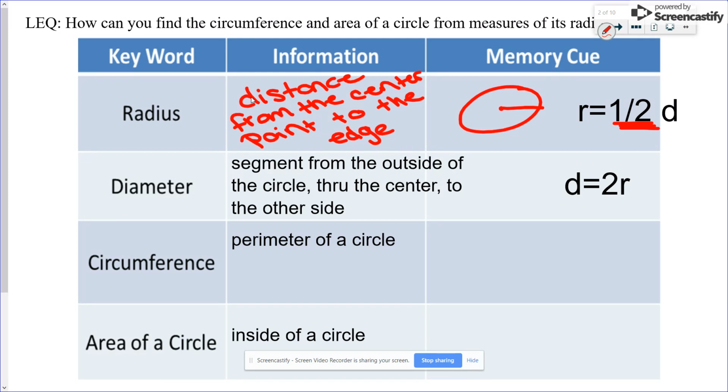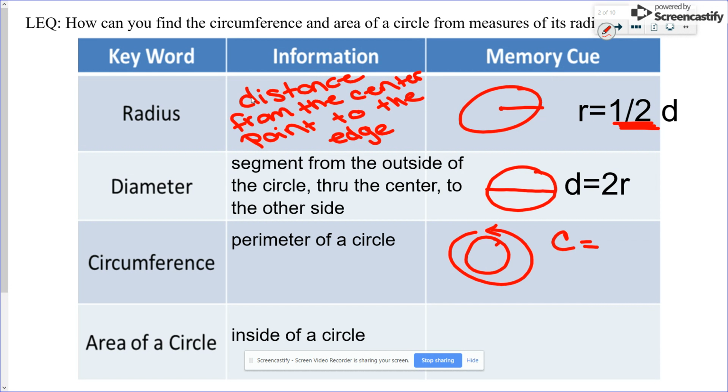Your diameter is the segment from the outside of the circle through the center to the other side. So if you're looking at a picture of a circle and there's a line that goes all the way through, that is your diameter. Remember that radius is half your diameter. Circumference is the perimeter of a circle. So if you have a circle and they want you to find circumference, they want you to find the distance around. Remember that the formula for circumference is 2 times pi times your radius.